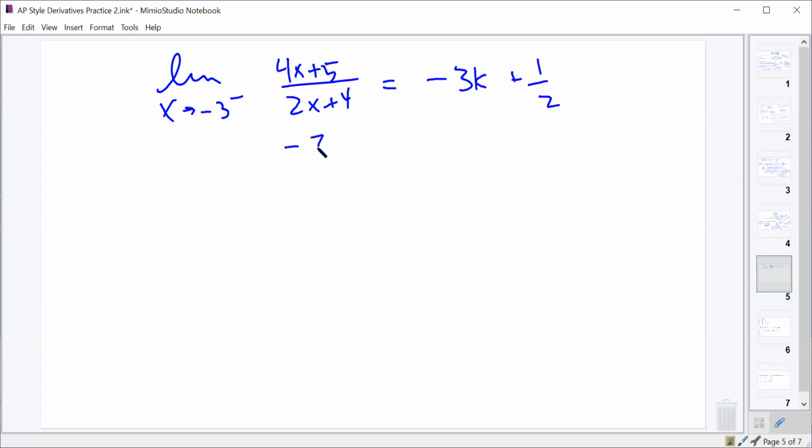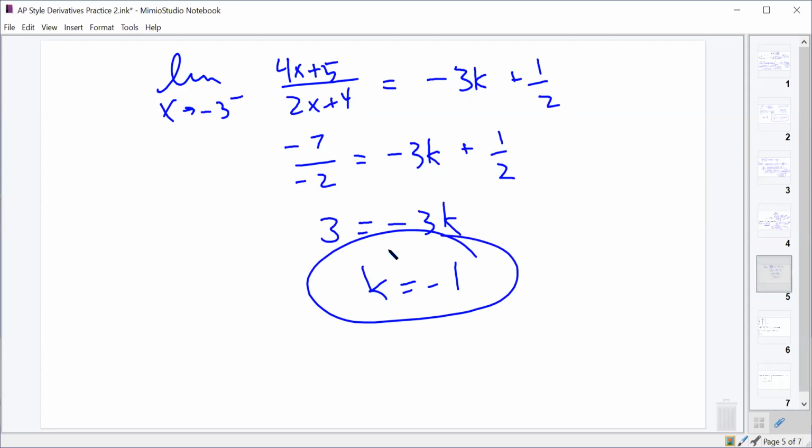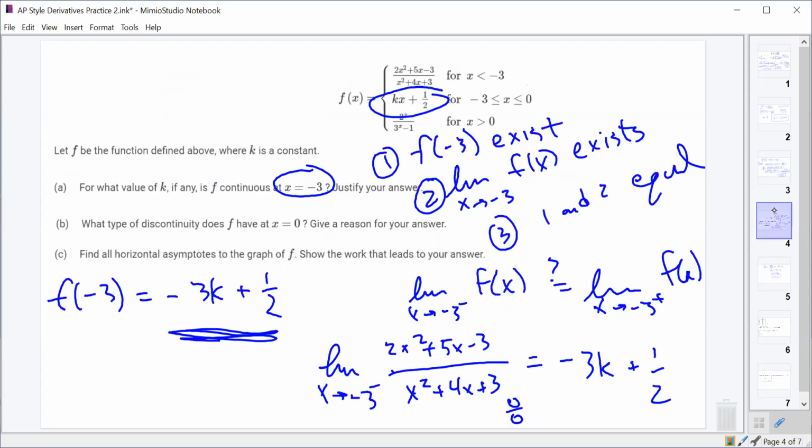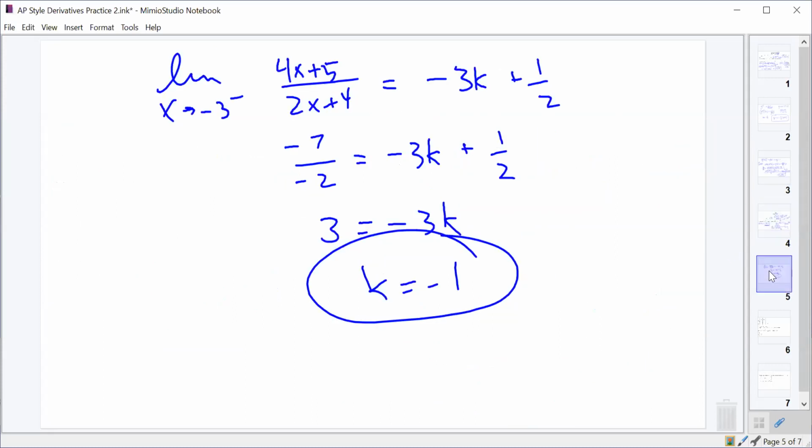-12 plus 5 is -7. And -6 plus 4 is -2. This is 7 halves. If we subtract a half, that's 3. And k equals -1. Everybody good with that? So that's the k value that makes all three of these criteria true. F of -3 exists. The limit as x approaches -3 exists, and those two things are the same. Good or no?